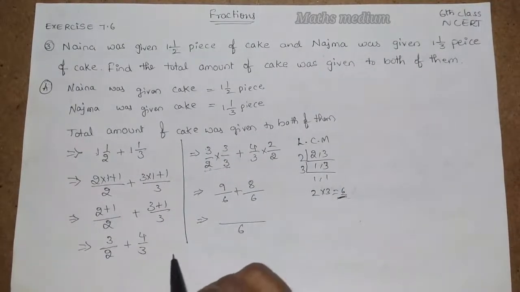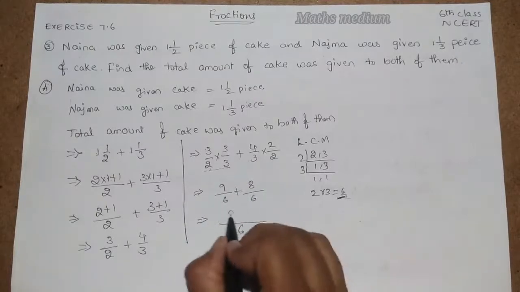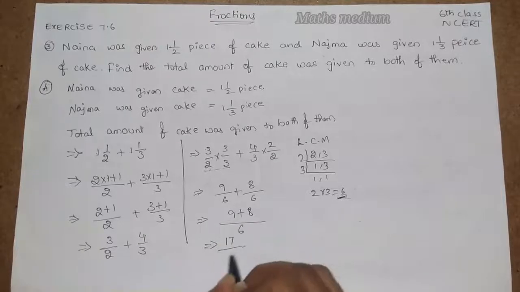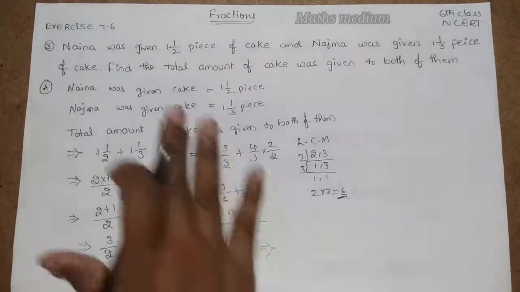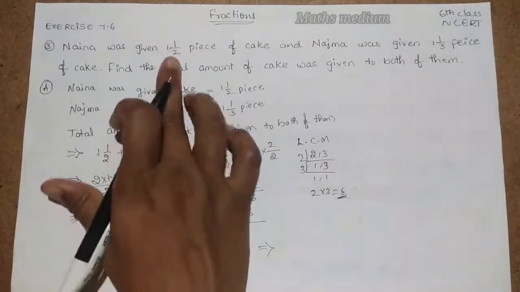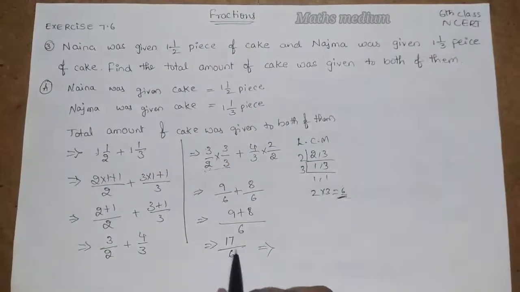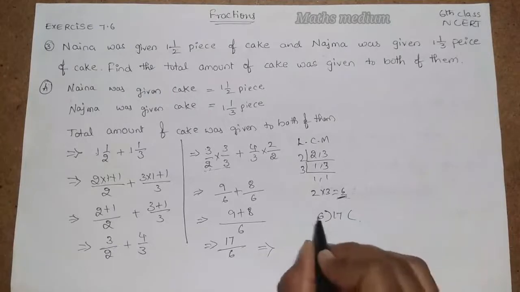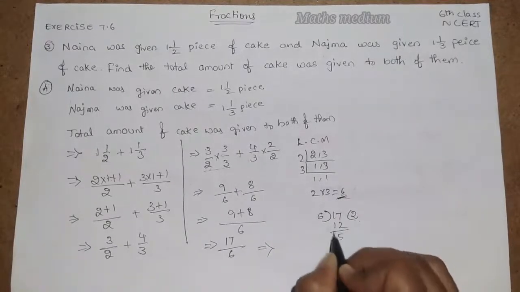6 is the denominator because these two denominators are the same. So 9 plus 8 equals 17 by 6. Now we have to give the answer in the form of a mixed fraction, because here we have a mixed fraction piece of cake. So that's why we convert this into a mixed fraction. How are we going to convert this? 6 into 17: 6 2s are 12, and the remainder is 5.